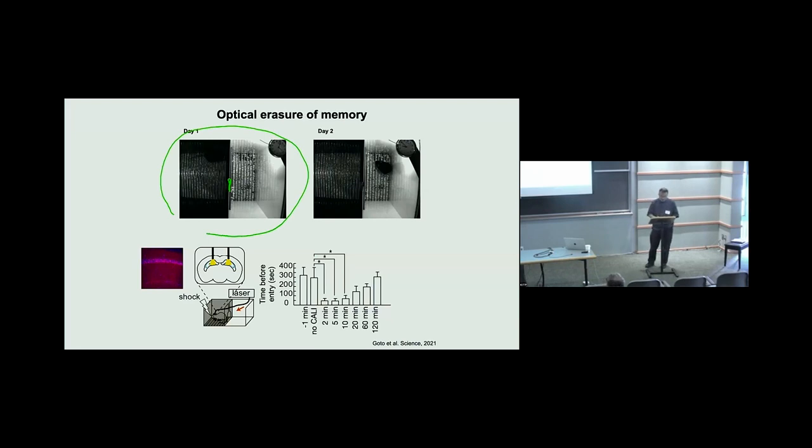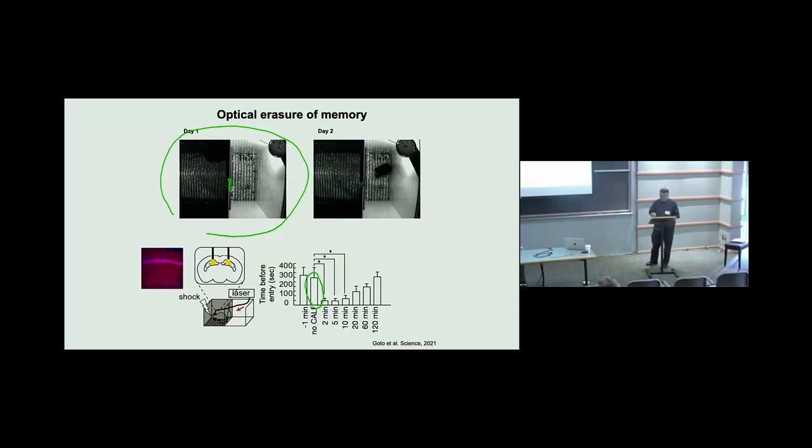On the next day, when the animal is put in here, he's thinking, something is wrong with this room. I have a bad feeling about this. And then he basically hesitates to go to the dark side. A naive animal takes about 5 minutes or so to go into the dark side.